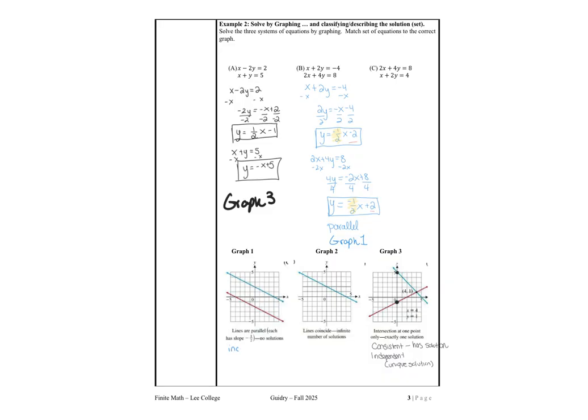They're inconsistent. No solution. Which hopefully means this last one's going to be graph 2. So let's try and find out.